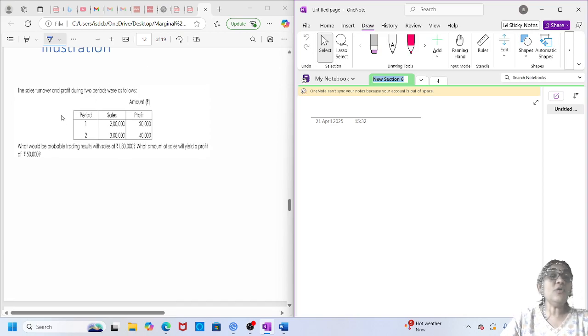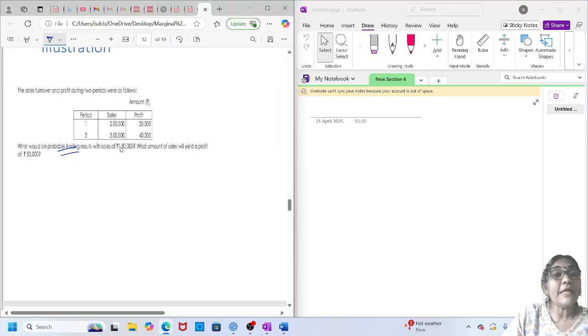The sales turnover and the profit during the two periods are as follows. Sales 2 lakh, profit is 20,000; 3 lakhs, profit is 40,000. What would be the probable trading result with the sales of 1,80,000? What amount of sales will yield a profit of 50,000?